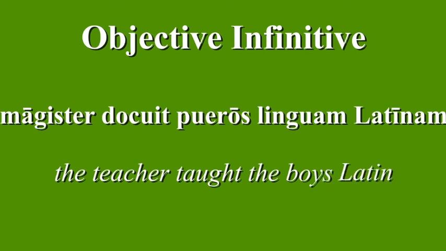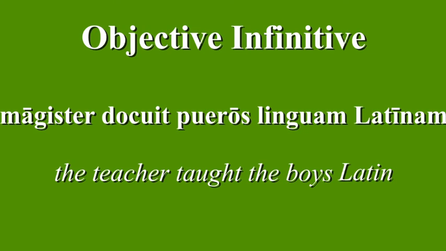In this sentence, we have two objects. Who did the teacher teach? That's the boys, the pueros. And what did he teach? That's Latin, linguam Latinam. And that's why both pueros and linguam Latinam are in the accusative case. This is technically called a double accusative.